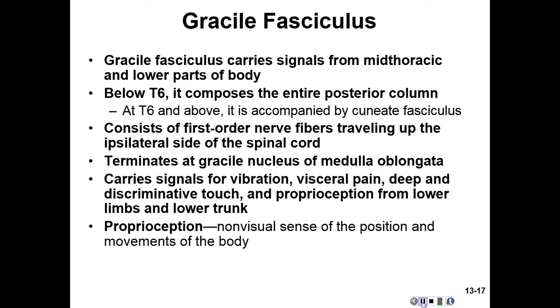Okay, when you look at gracilis fasciculus, you look at signals that are going to be carried from the mid-thoracic and the lower parts. And remember, you got T1 through T6, then T6 through T12. So below T6, you have the gracilis, and at T6 and above, you have the cuneate fasciculus, all right? They consist of your first order neurons, and they travel ipsilateral. That means they're still on the same side. There they can terminate with the gracilis nucleus in the medulla oblongata, and it carries signals for pain.